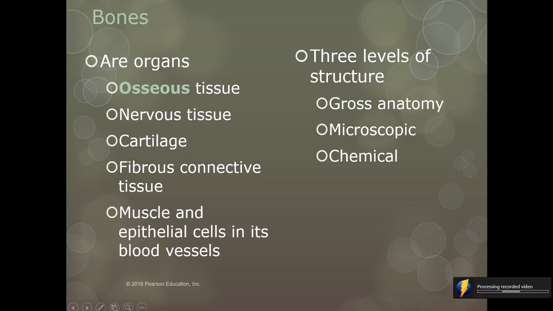Typically, we will look at 3 levels in terms of anatomy of our bones: gross anatomy, microscopic anatomy, and then chemical anatomy. What kinds of molecules do we find in our bones? But we're going to save those 3 levels of anatomy for a separate lecture.